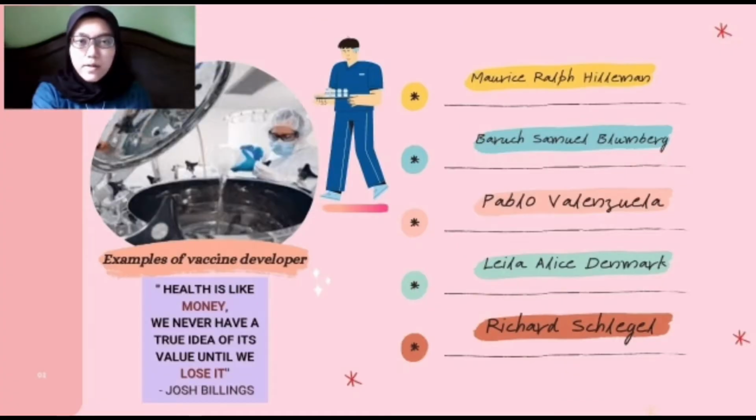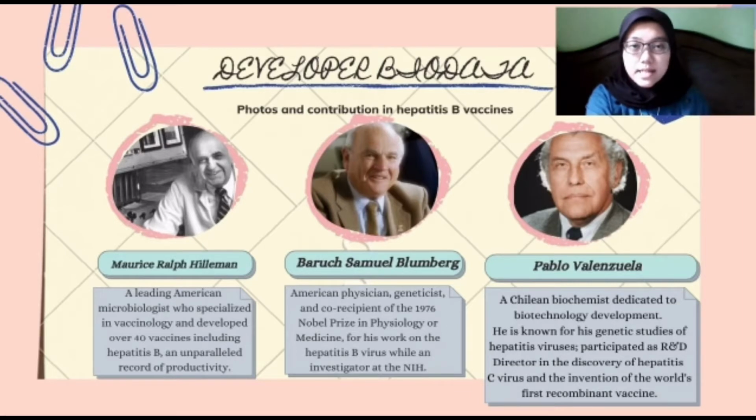Examples of vaccine developers: Maurice Ralph Hilleman, Baruch Samuel Blumberg, Pablo Valenzuela, Leila Alice Denmark, Richard Schlegel. For hepatitis B vaccines, there are three inventors. First, Maurice Ralph Hilleman, a leading American microbiologist who specialized in vaccinology and developed over 40 vaccines including hepatitis B, an apparent record of productivity.